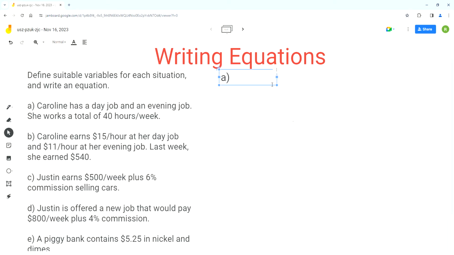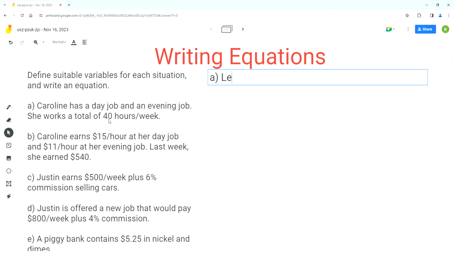In part A, we are given that Caroline has a day job and an evening job, and she works a total of 40 hours per week. So 40 represents the sum of the number of hours she works in the day job and the evening job per week. So we'll have to define a variable for the number of hours she works in a day job per week and the number of hours she works in her evening job per week. So we'll have to write let statements for these variables.